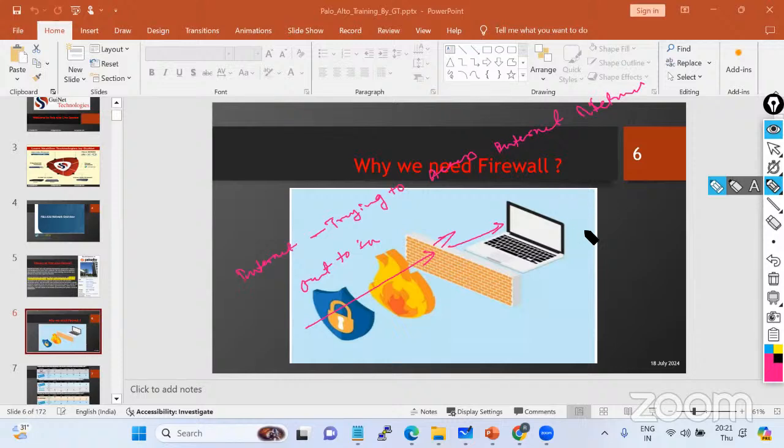Similarly, if you are trying to go from in to out, that means you are going from the internal network to the external network, your LAN network to the WAN network, which is the internet. Again, it is the same scenario: the firewall stops you and asks where you are going. Are you valid and authorized to go out? If yes, it happens; otherwise, it blocks it here. So this is the basic concept.